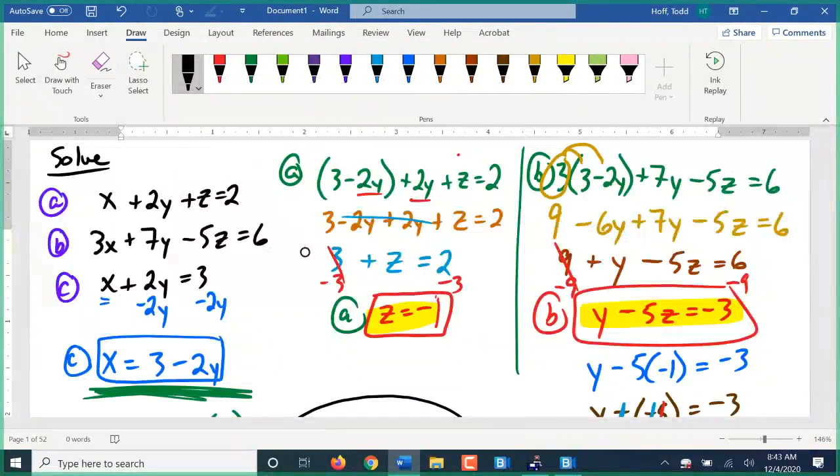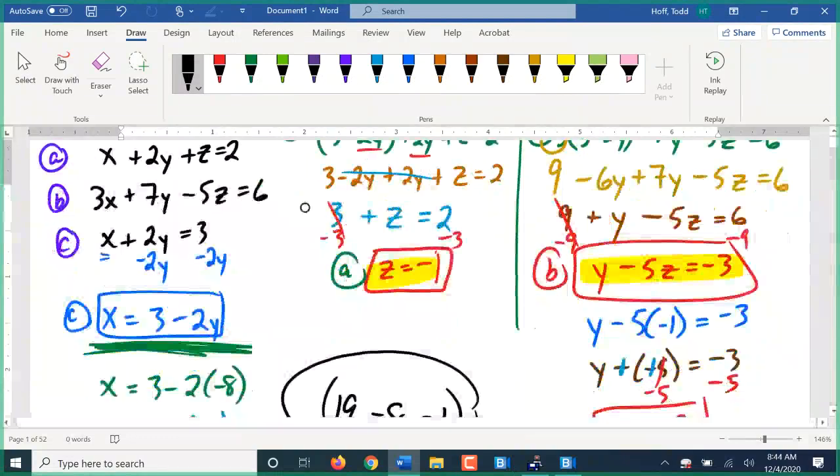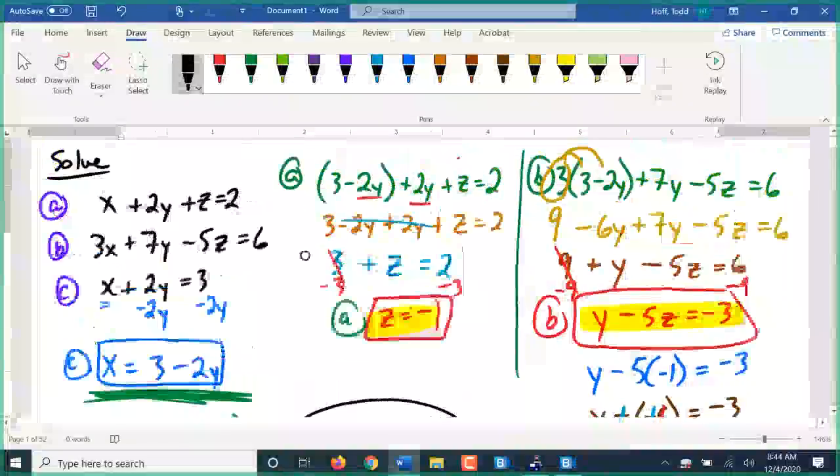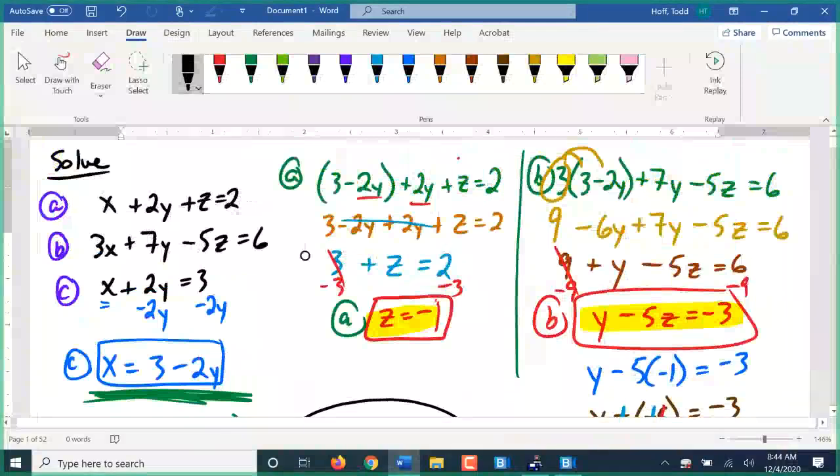Well, today we're going to keep practicing substitution. Oops, go ahead. So when you were doing B, when you put that 3 minus 2y into B, couldn't you also put that negative 1 in for z? We could have done that at the same time. You are correct.